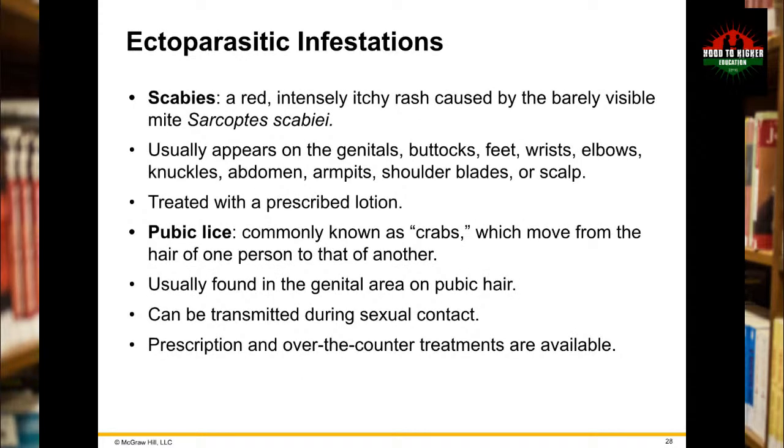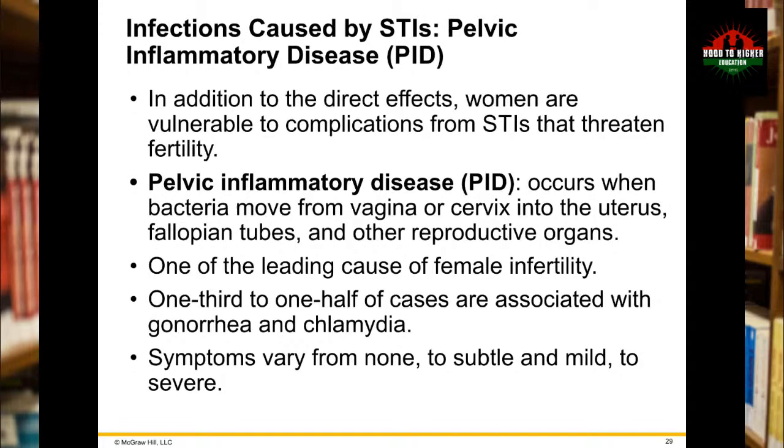Scabies, a red, intensely itchy rash caused by the barely visible mite, Sarcoptes scabiei. It usually appears on the genitals, the buttocks, the feet, the wrists, the elbows, the knuckles, the abdomen, armpits, shoulder blades, or scalp. So this is treated with a prescribed lotion. Pubic lice, commonly known as crabs, move from the hair of one person to that of another, usually found in the genital area on pubic hair. So they can be transmitted during sexual contact. Prescription and over-the-counter treatments are available.